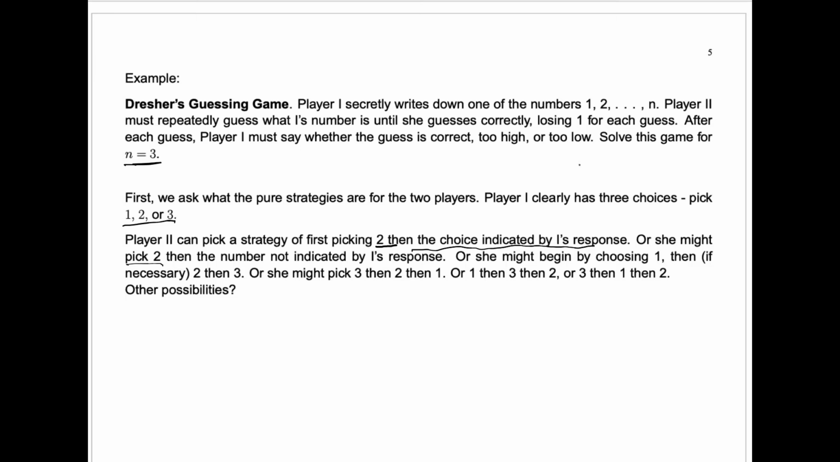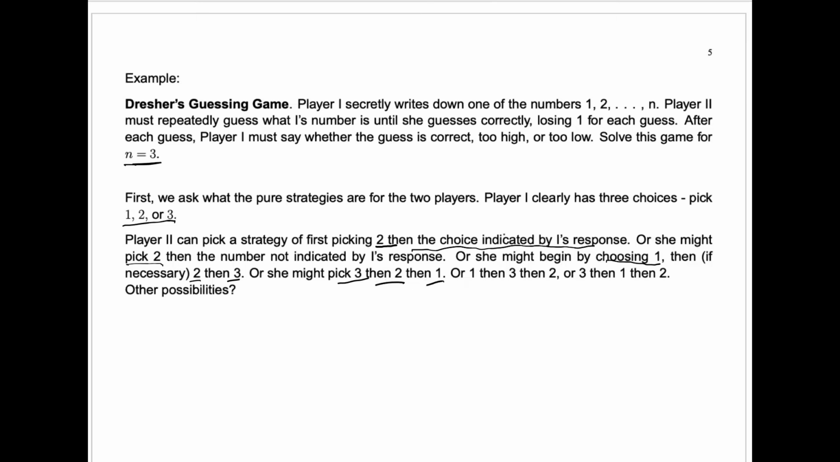What are other strategies? Well, player 2 might begin by choosing 1, and then of course we know if that's not correct, that the next will have to be higher, so maybe the strategy is choose 1, then if necessary, choose 2 next, and then of course if that's still wrong, choose 3. So that's another pure strategy. Another pure strategy is to pick 3 first, then of course if that's incorrect, that has to be too high, so then pick 2 next, then pick 1.